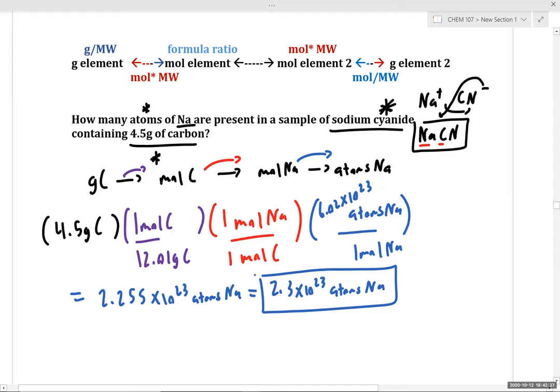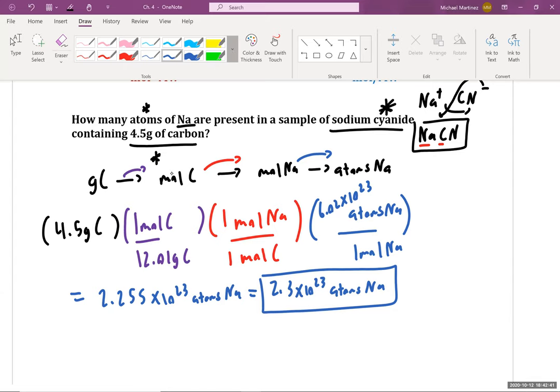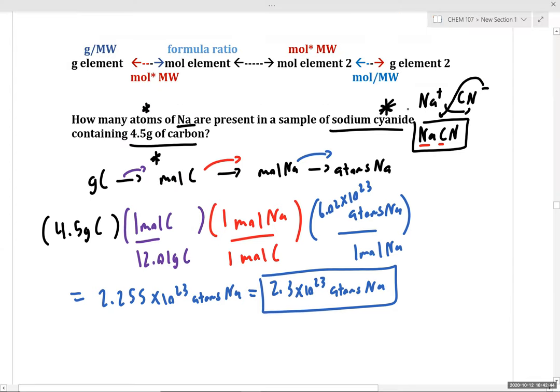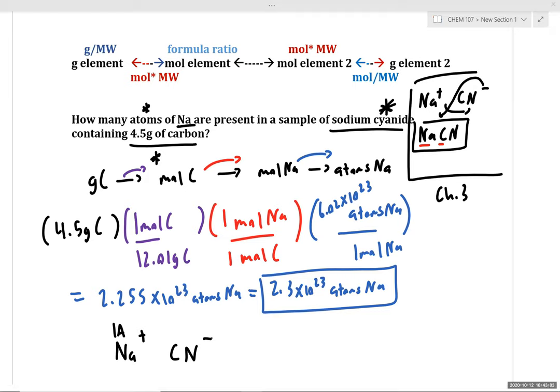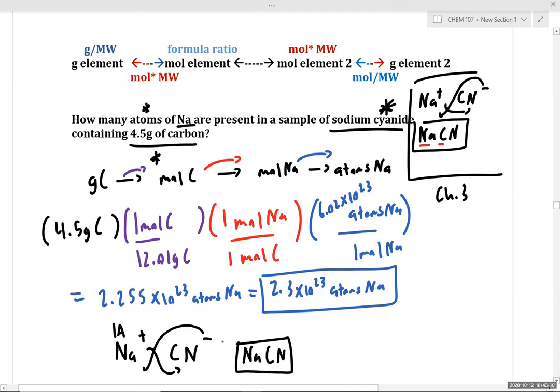Now, with all of this established, a student asked me a question. Well, how do we get the formula? The formula is obtained using the rules in chapter 3. So sodium cyanide is an ionic compound. Sodium as a 1A element has a charge of plus 1. Cyanide is a polyatomic ion of the formula CN minus. Now that we have each of our ions, we cross the charges, and that gives us a 1-to-1 ratio, or NaCN.